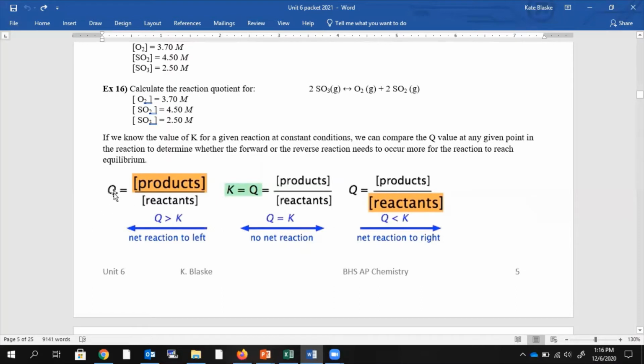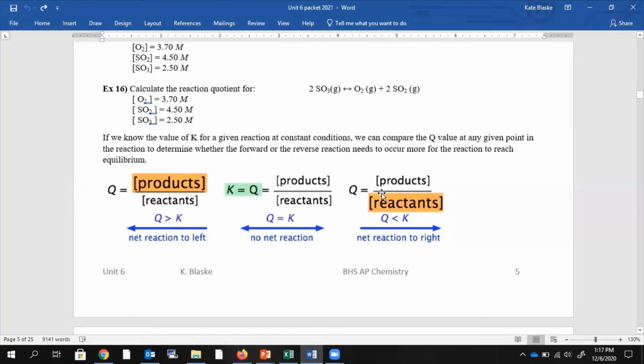So if my Q value is larger than the K value that I know to be true for that reaction, that means I have more products and less reactants than I need to be at equilibrium. So that means that my reaction is not at equilibrium currently. It means that I need to form more reactants, have less products in order to come to equilibrium. So lots of times we will use the term shift when we talk about this. We'll say that that reaction needs to shift to the left to form more reactants to come to equilibrium.